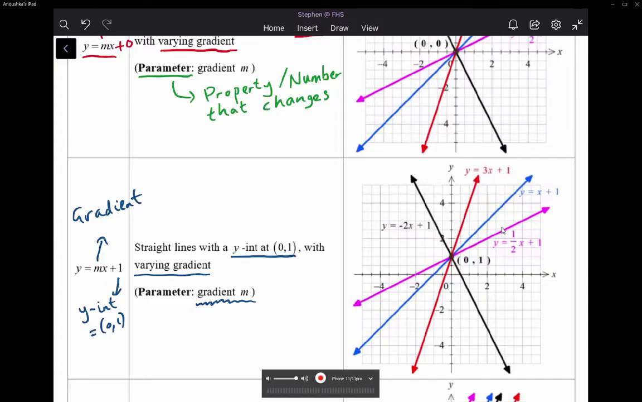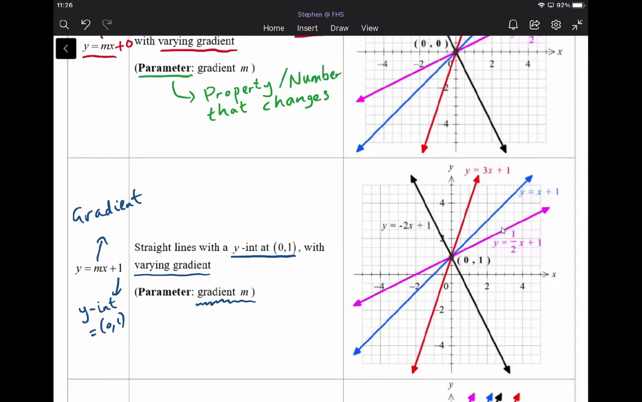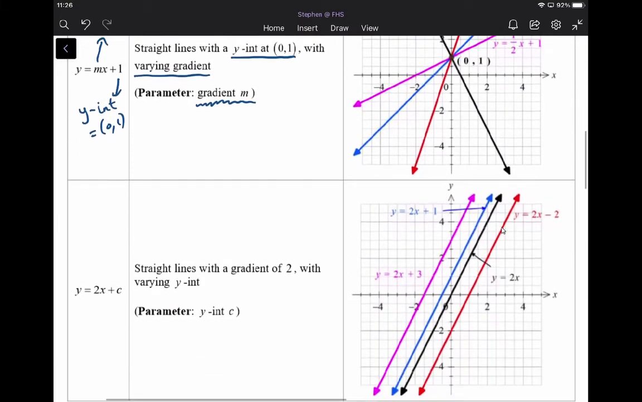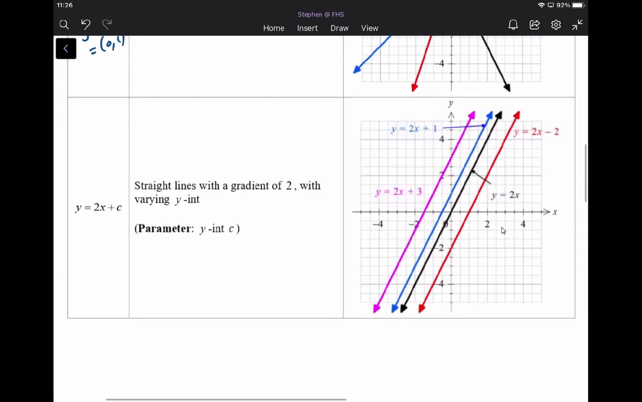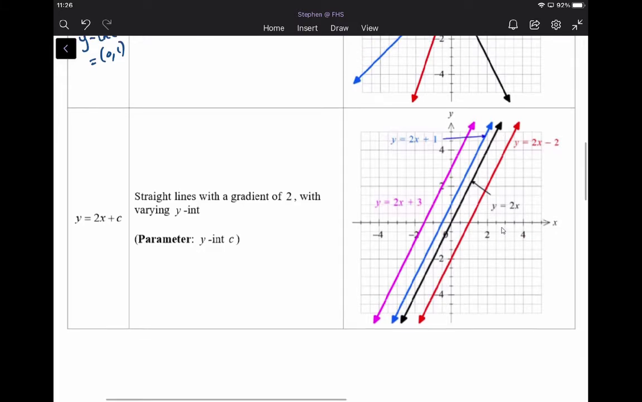Excellent. So there are 2 instances where the gradient is the parameter. Well, the gradient is not the only thing that can be a parameter. You can also have the y-intercept be the parameter. So let's look at this one here, y equals 2x plus c. In this particular case, our gradient is the one that's fixed, that's constant. So our gradient is going to equal 2.